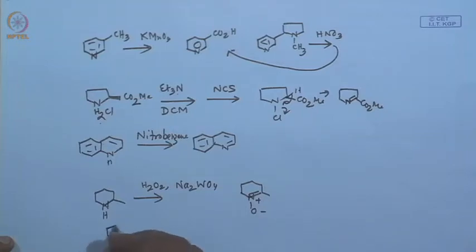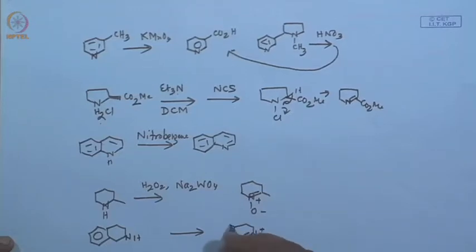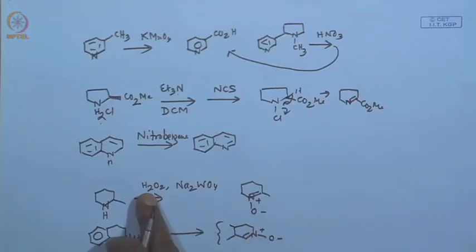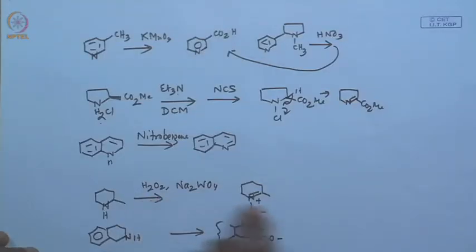Take similarly isoquinoline, it goes to the corresponding nitrone. Okay. So, that means this is just hydrogen peroxide, mind it, hydrogen peroxide and secondary amine is a nice combination, and sodium tungstate is the catalyst basically. Your stoichiometric oxidizing agent is hydrogen peroxide, it straight away gives the nitrone. It is a nice preparation of the nitrone.